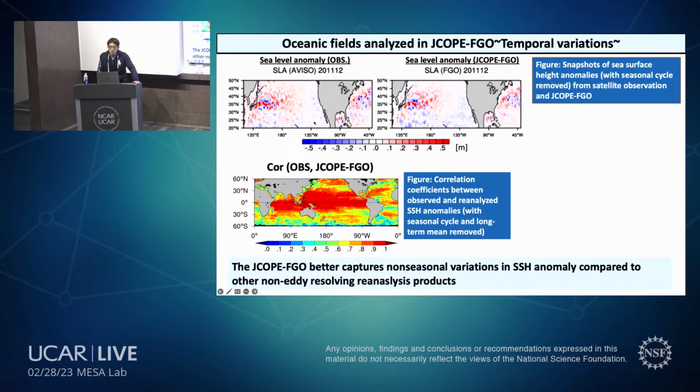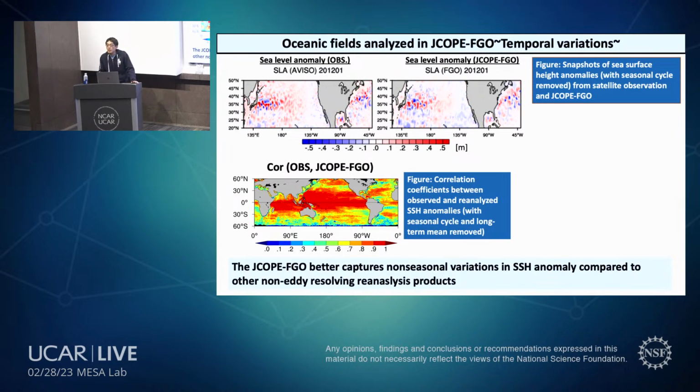And to demonstrate that feature in a more objective manner, we have calculated correlation coefficients of sea surface height from observation with those from JCOPE-FGO here. And you can see a region of high correlation in the tropics, because in this region, sea level fluctuation is largely determined by wind forcing and its oceanic response. But the high correlation region also extends to extratropical regions, such as the Kuroshio extension region and the Agulhas region.